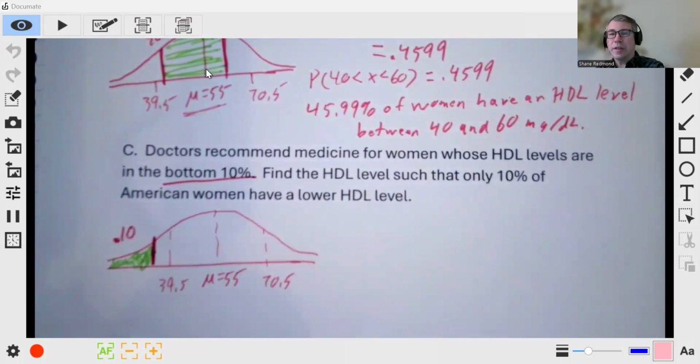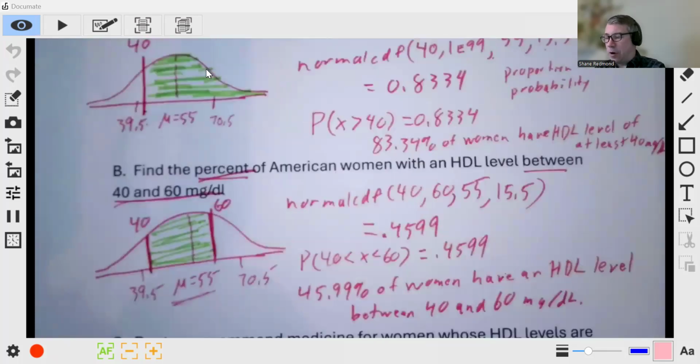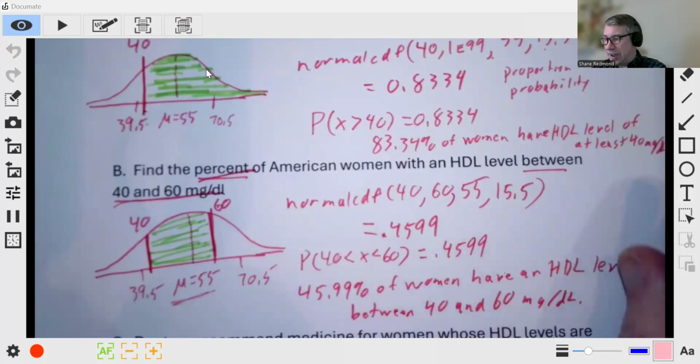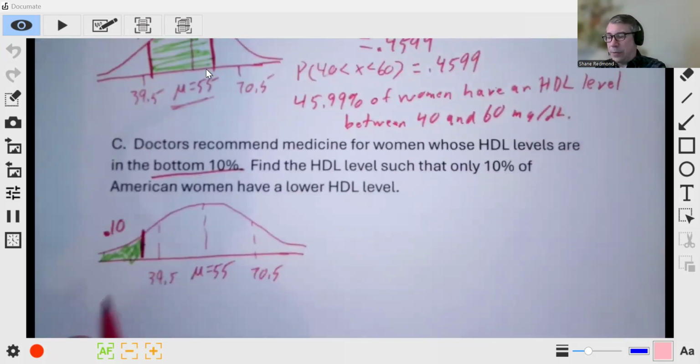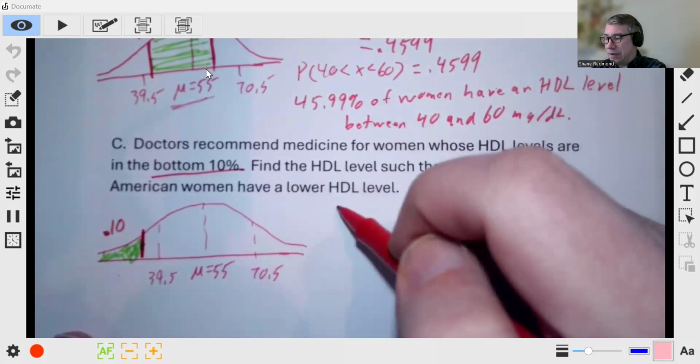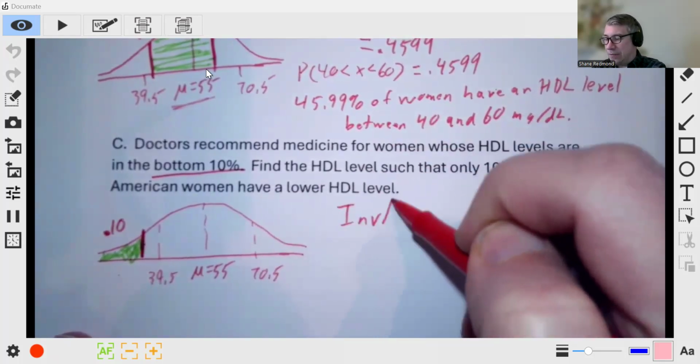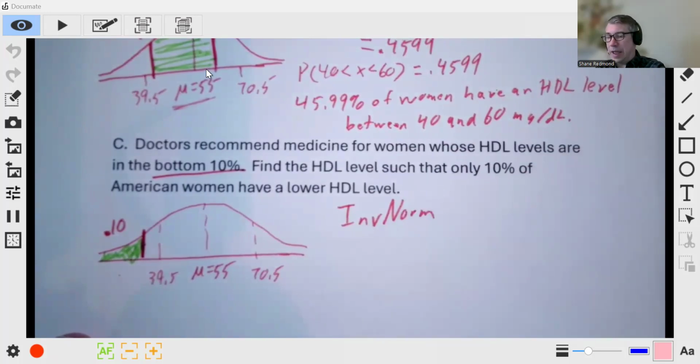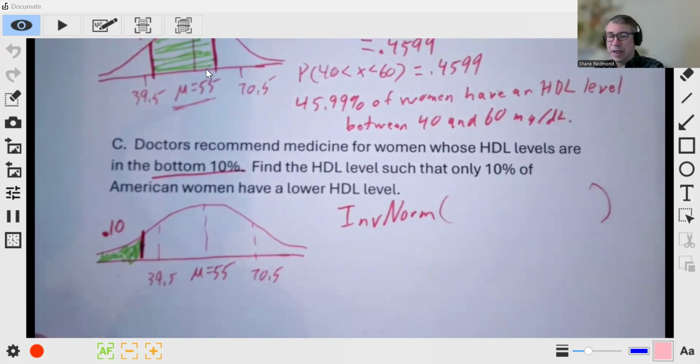It's almost the reverse of the problem we did before, right? Before we were given boundary values and we got a proportion or percent. Here we have the proportion or percent and we want to find the boundary value. This means we need to use the inverse norm command. The inverse norm command will help us with this. So let's go look at this on the calculator together.